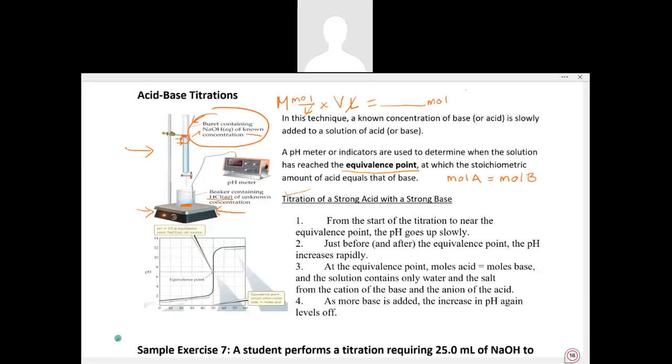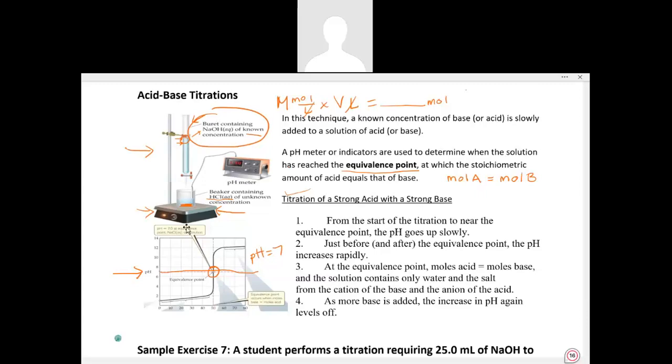So that's what we're going to do in sample exercise 7. But before we head there, just take a quick peek at this graph. This shows a pH of 7 exactly at our equivalence point. Again, this is probably the type of titration you're most familiar with, when we have a strong acid titrating a strong base, or vice versa. Our equivalence point will be exactly at 7. So pH equals 7 at the equivalence point.